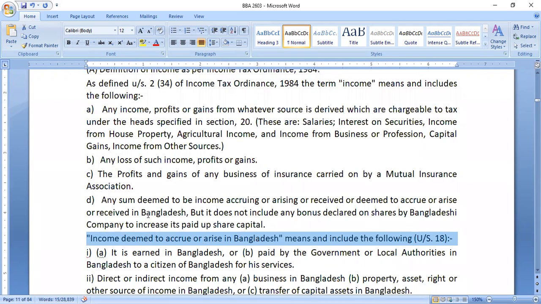So from the definition, we can easily say income means different sources of income, like salaries, interest on securities, income from house property. If we have any agricultural farm, if we have any business, if we sell any fixed property, or from various other sources, we can have income.